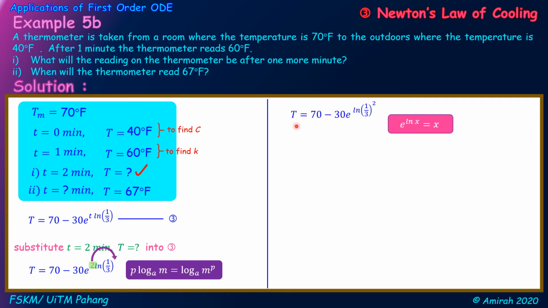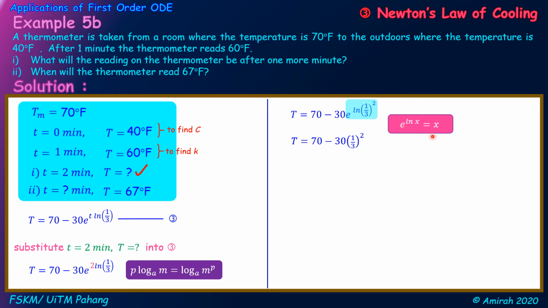Then we can write temperature equals 70 minus 30 e to the power of ln 1 over 3, squared here. The square comes from the times 2, which we moved up using the properties of logarithm. Then we can write temperature equals 70 minus 30 times 1 over 3 squared. We can simplify this.